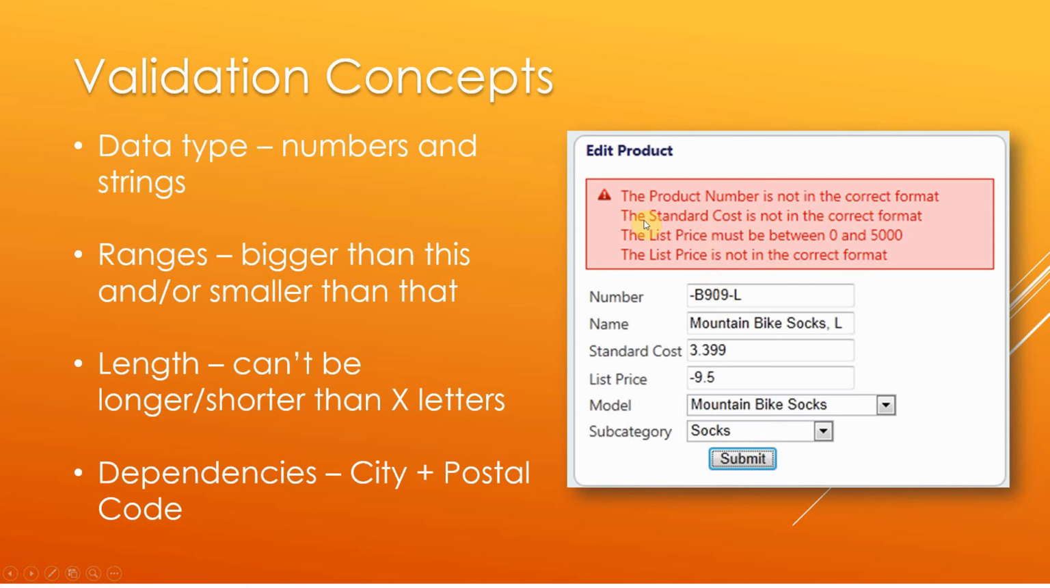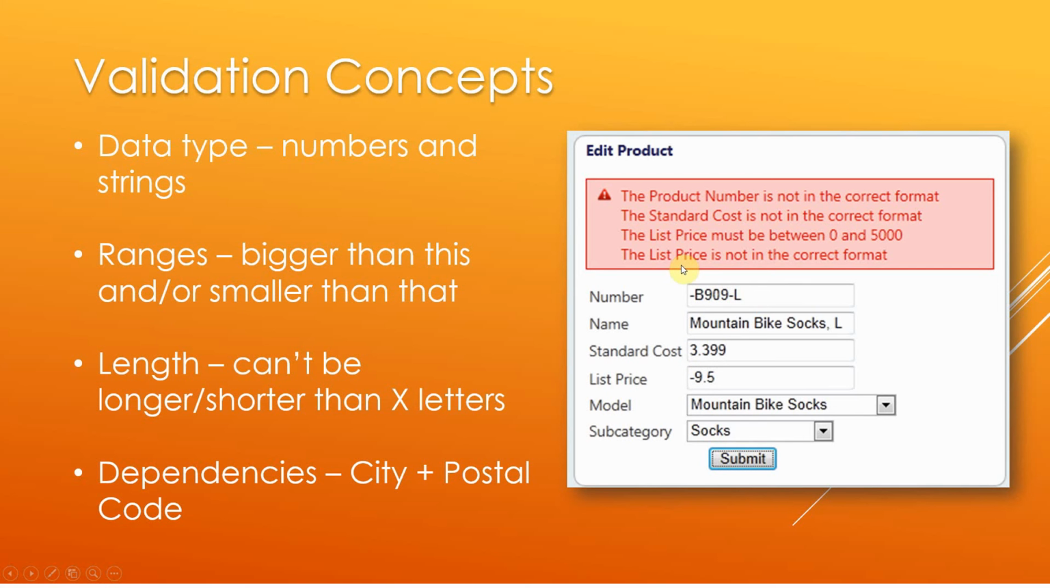The second one says the standard cost is not the correct format. Standard cost is 3.399. Now if you imagine this cost to be in rands, that would mean it's 3 rand 39.9 cents. Typically we don't have prices down to the third decimal point. So this part of the standard cost is too long. So it should be a number which can be anywhere from 0 to 5,000 on the list price. So we can imagine the cost price is similar, and we would only have 2 digits to the right of the decimal place. So the correct value would be 3.39.